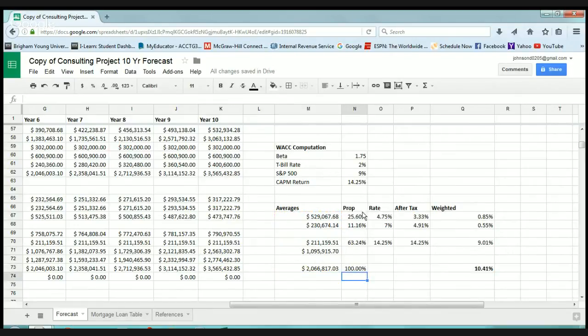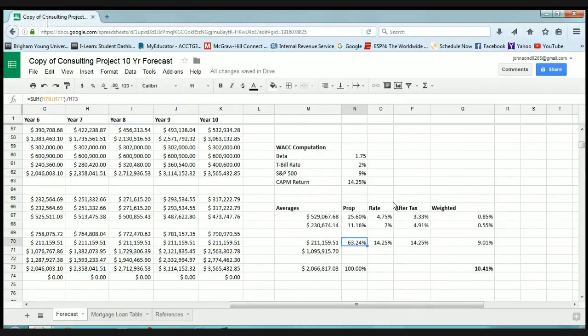And then to calculate our proportions, we take these two and just take the average divided by the total. And that's for both the mortgage loan and the extra bank loan. But the difference for the common stock retained earnings is you can't separate the CAPM, and so you take their proportions together. So in order to do that, you take the sum of common stock retained earning averages and divide it by the total average. So that comes out to 63.24%.